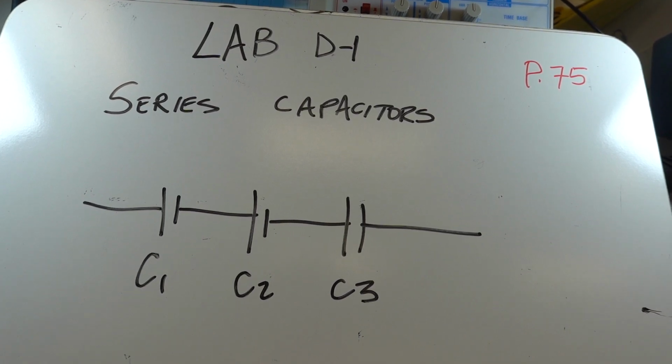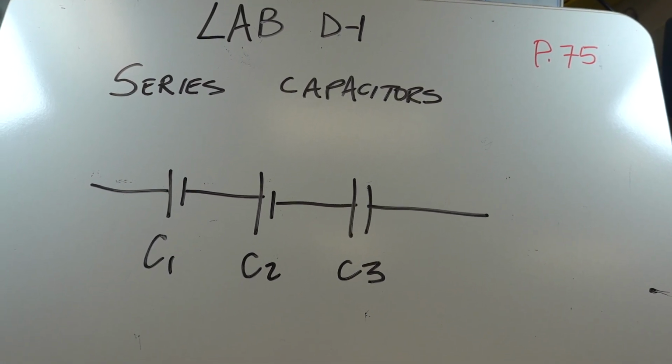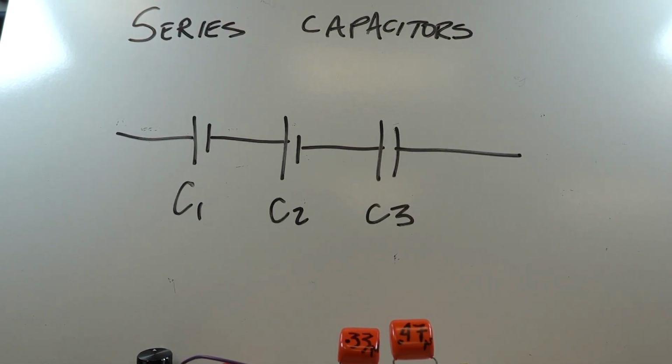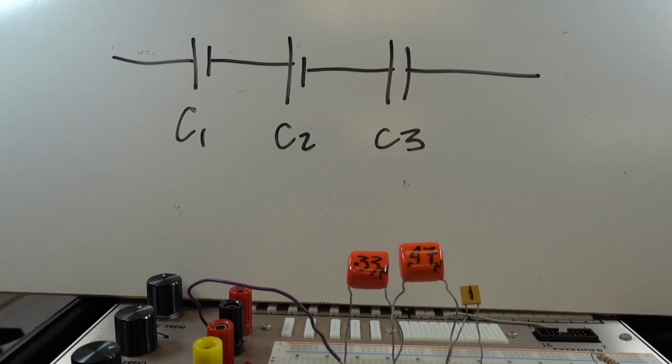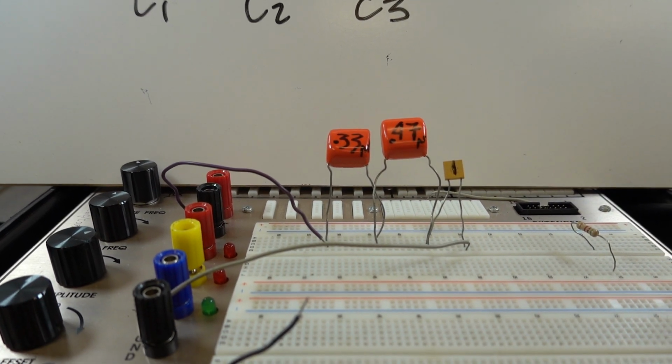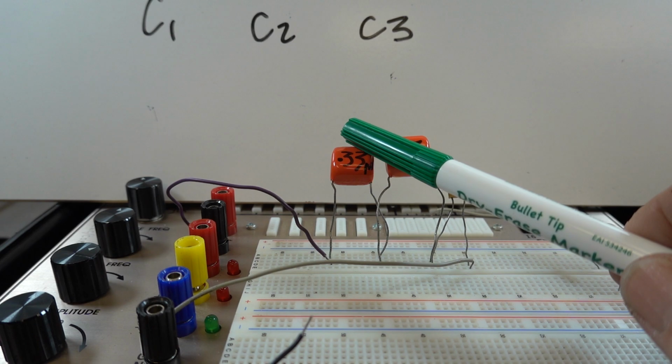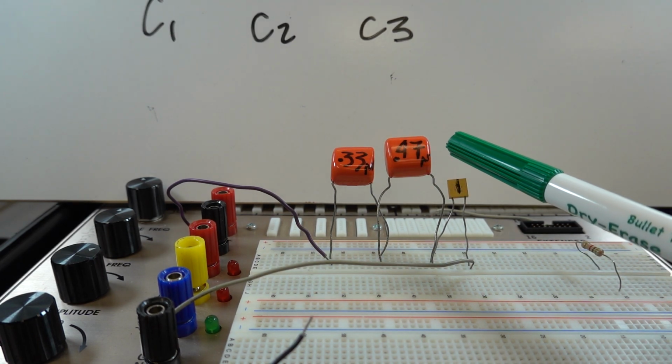This lab begins on page 75, and we're simply going to be putting 3 capacitors in series. So that's what we're going to look at. Here's my circuit, and you can tell that I have C1, C2, and C3.